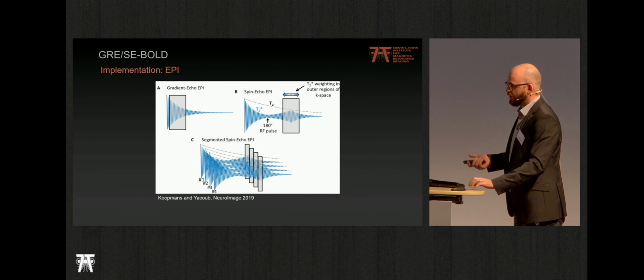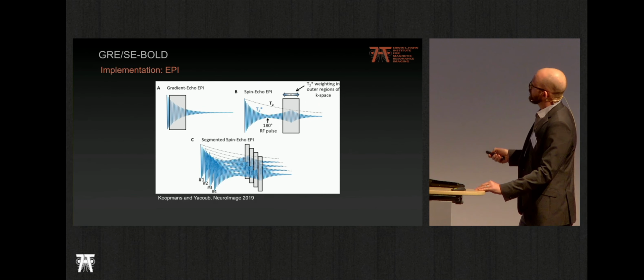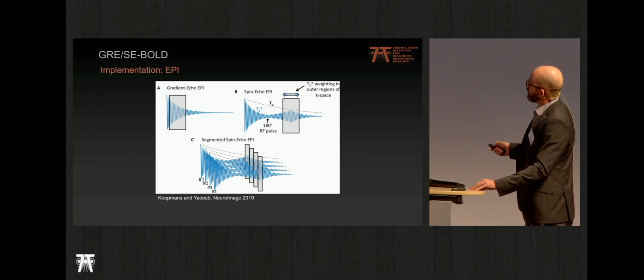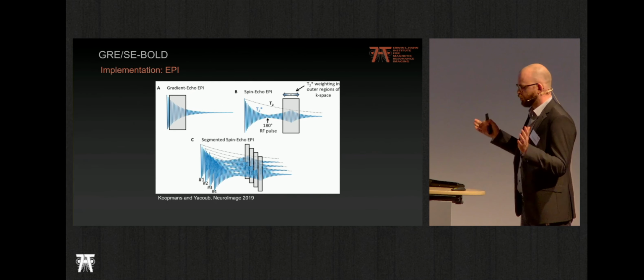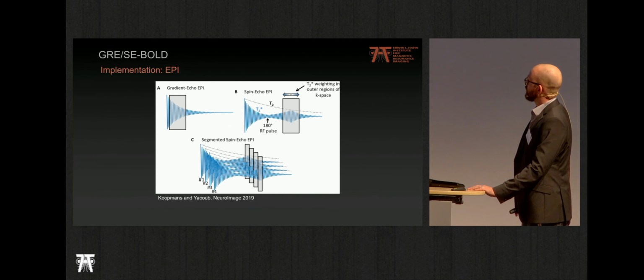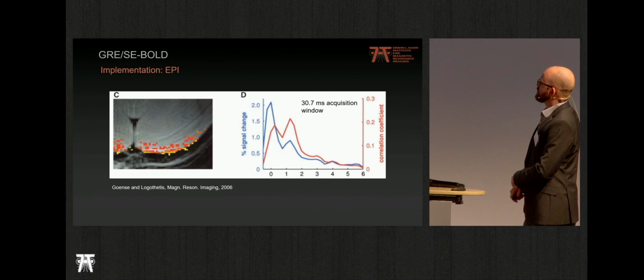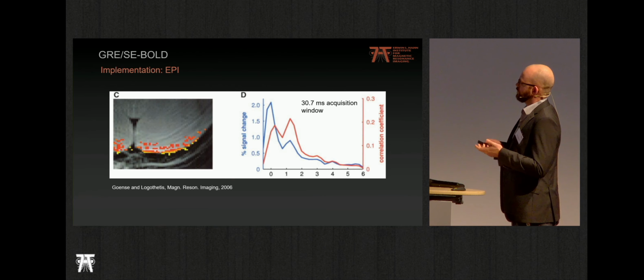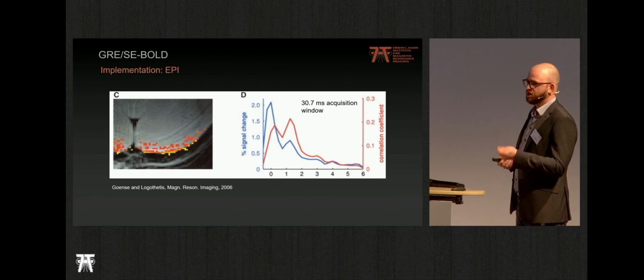One way to circumvent this is to use segmented acquisition, where you repeat excitation and readout, and then only acquire portions of your actual readout window, and then put everything together in the end. And a very influential study performed by Goense and Logothetis has looked at the segmentation factor and how it affects the layer profile in spin echo EPI.